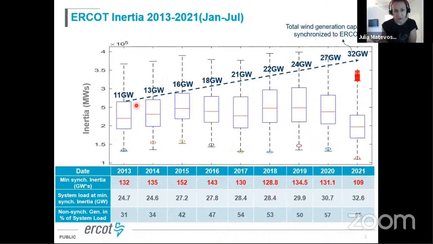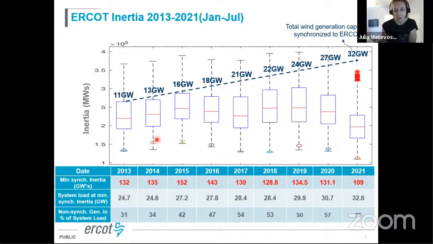So the box is around the 25th and 75th percentile of system inertia in a year, and the whiskers are showing 2.7 sigma of the distribution, assuming that's a normal distribution. And then the red line is the median. And then these dots here are showing instances when the largest share of load was served by wind generation in each year.